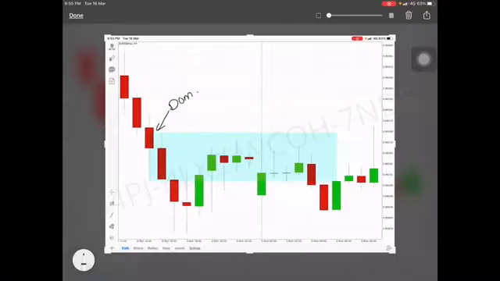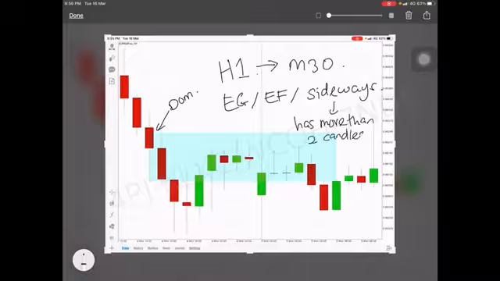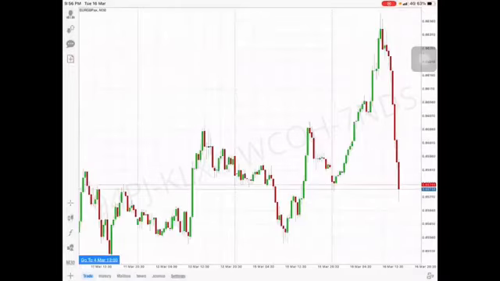So now we are on time frame H1. From H1, where do we go? M30. Yeah, so we go to M30. What are we looking for in M30? We are looking for engulfing, or we are looking for EF, or we are looking for sideways. Sideways means that it has more than 2 candlesticks. All right, now we go to M30.